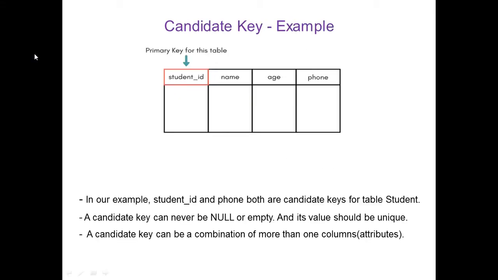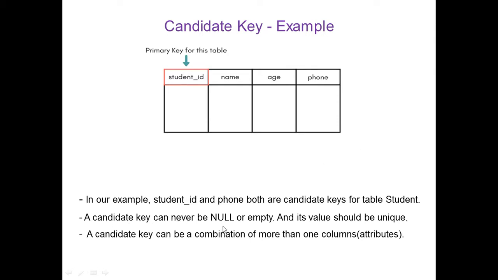Now see, this is the example. In this example, your student ID is the primary key. But when you combine any other attribute with this attribute, then it becomes a candidate key. For example, student ID and phone both are candidate keys for the student table. Means by using student ID and phone, you can identify the record uniquely.